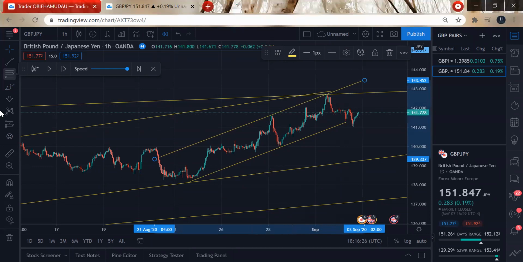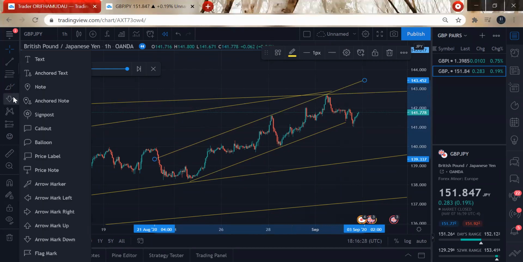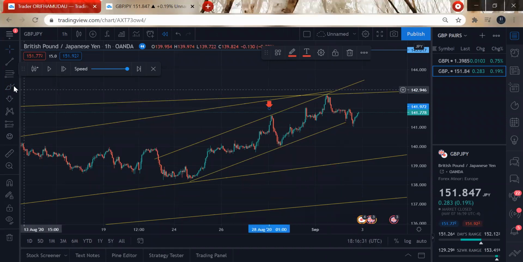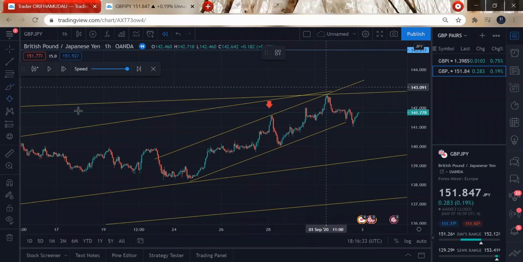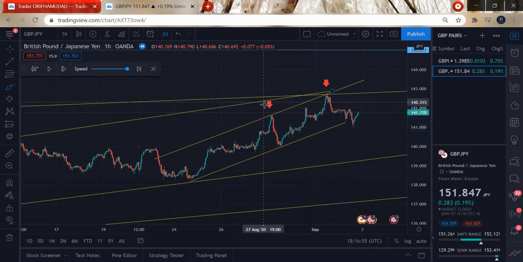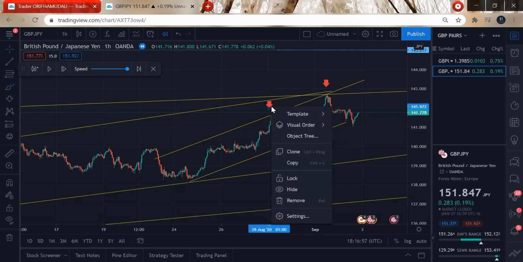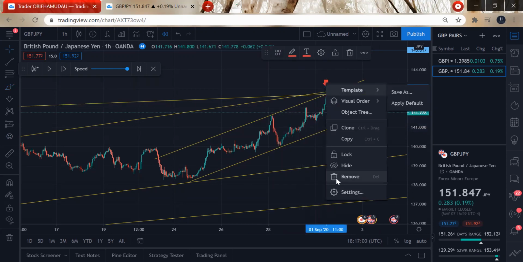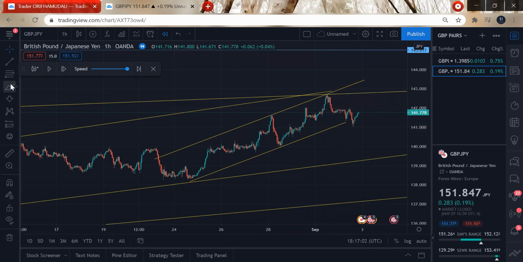So here we have one. See, we have the first touch, second touch. But also again, bear in mind, you see something like a head and shoulder here on the second touch, which is confluencing with the outside structure. So let me just move this.